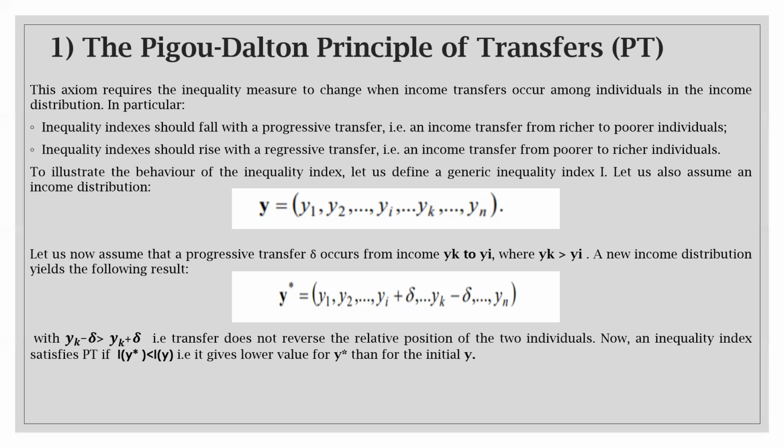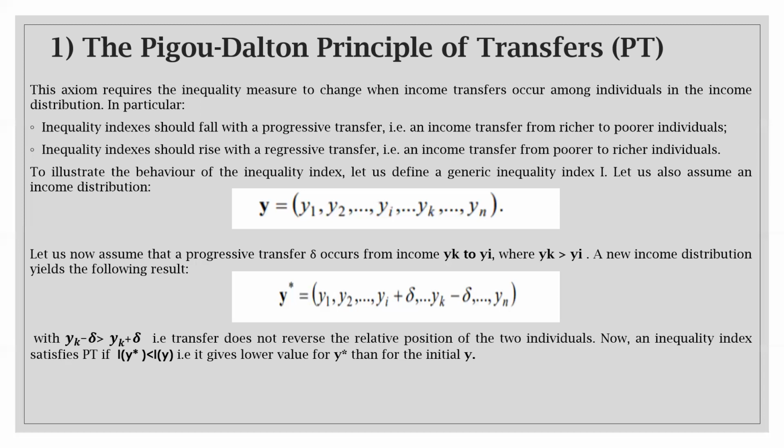Now assume that we have a progressive transfer with this delta, which occurs from the income Yk to Yi. So this will be possible here, from Yk to Yi, where Yk is more than Yi. As we know, Yk comes after Yi. So if Yk is more than Yi, we get a new income distribution, and we see this result. The change in income, the transformation after the progressive transfer, is Y star equals Y1, Y2, and the relative change in the position of Yk and Yi. If we add delta to Yi and subtract it from Yk, then the distribution is like that. In this case, Yk minus delta is more than Yi plus delta. That means the transfer does not reverse the relative position of the two individuals.